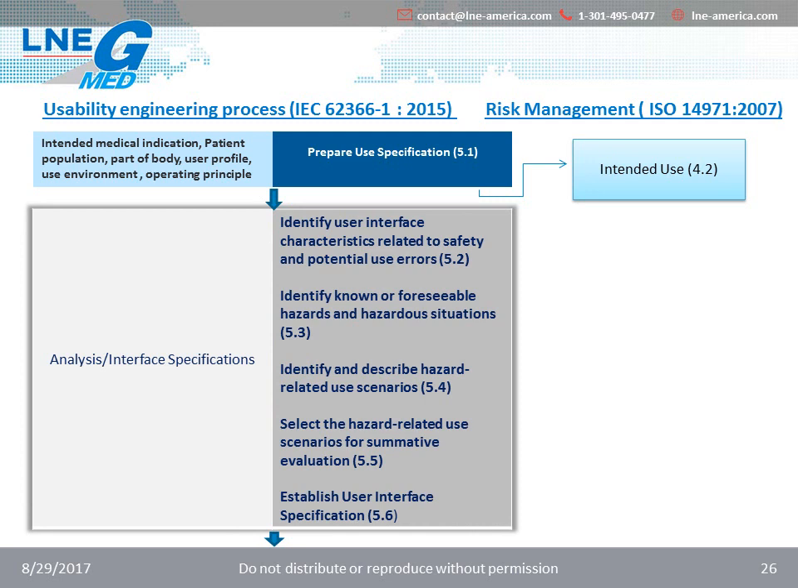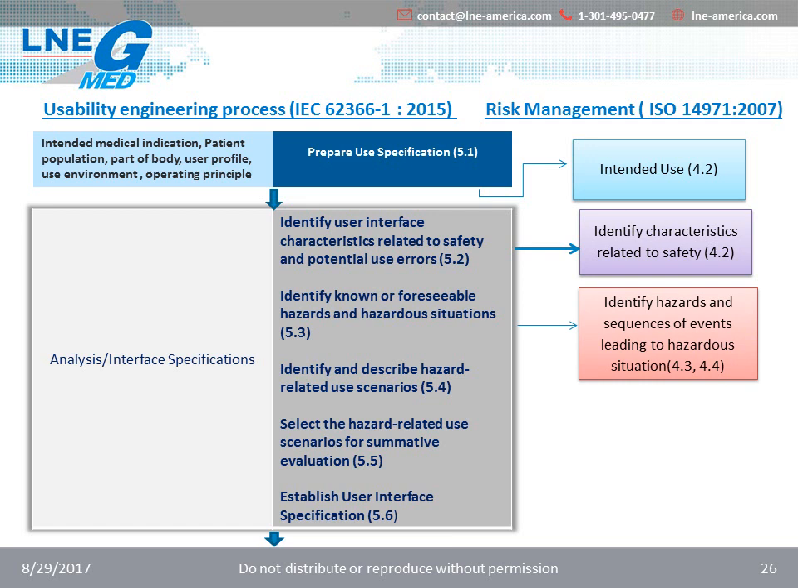For step 2, the manufacturer should identify user interface characteristics related to safety and potential use errors. Based on user interface characteristics and use specifications, the manufacturer shall identify the use errors that are related to the user interface. This step provides details necessary to identify characteristics related to the safety of the medical device in the risk management process. Step 3 is to identify known or foreseeable hazards and hazardous situations. This identification shall be conducted as part of risk analysis performed according to the risk management process.